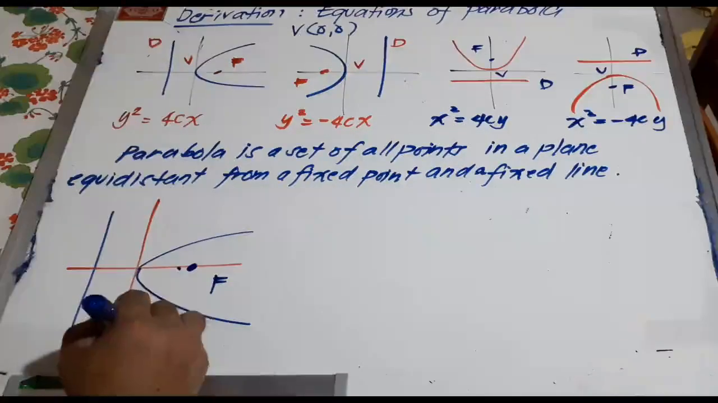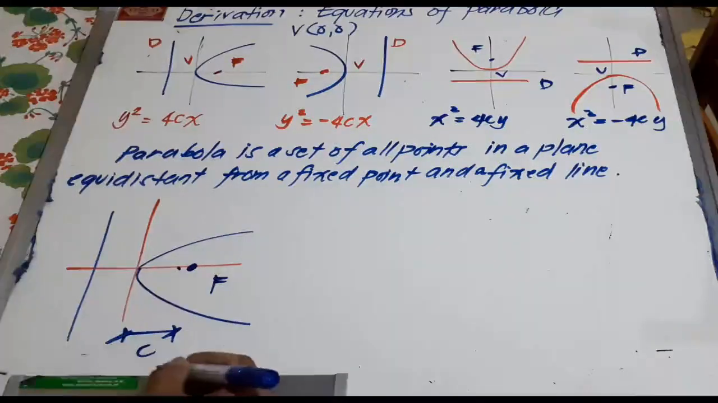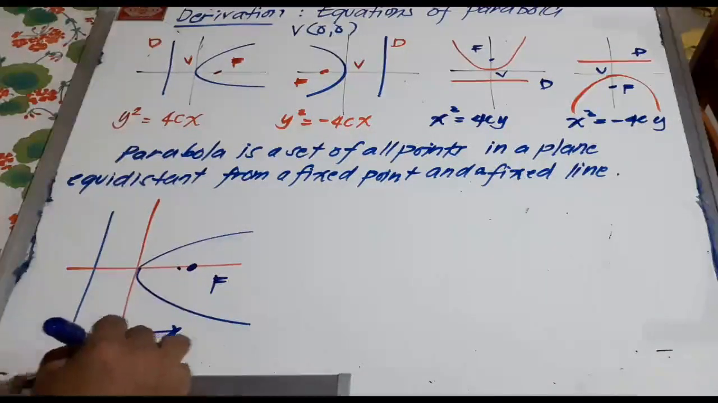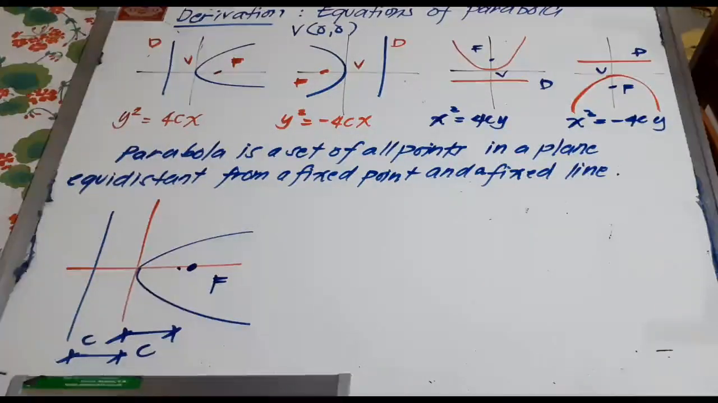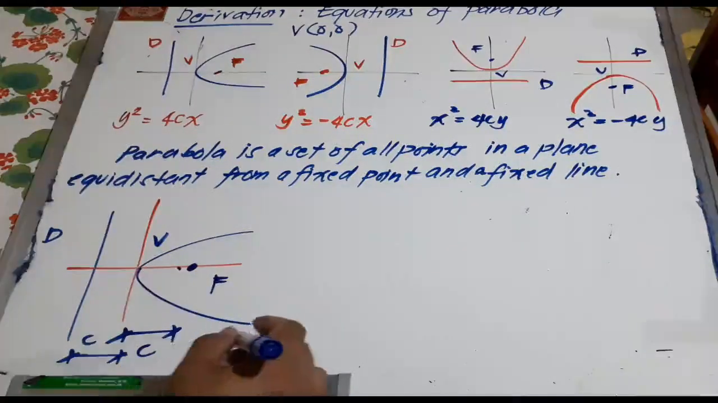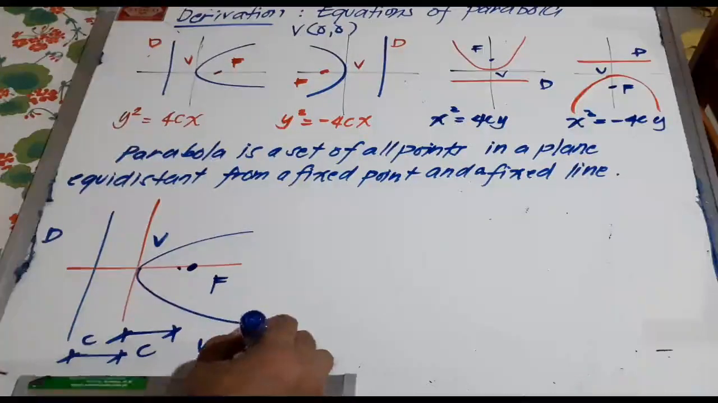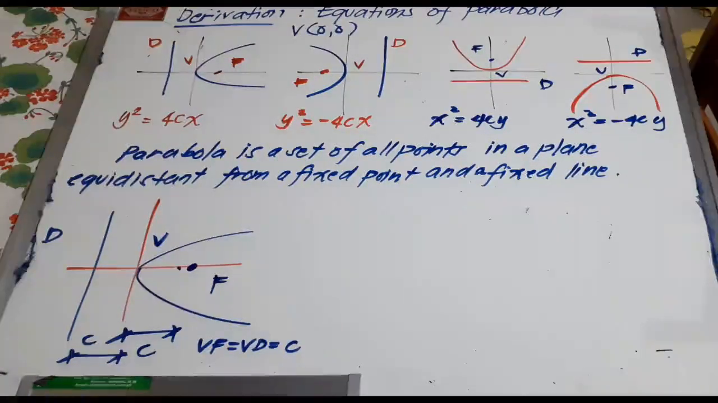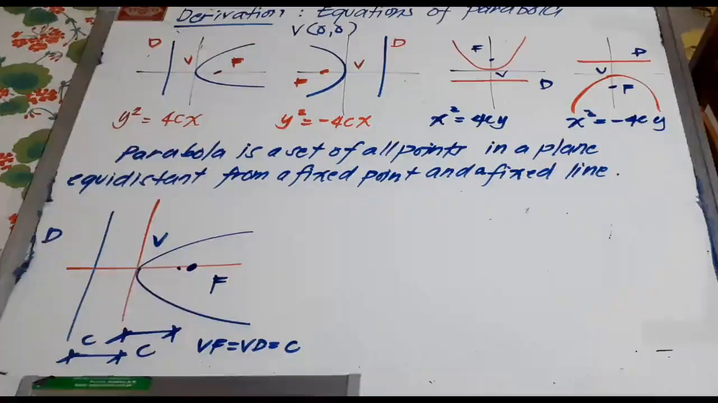We all know that the distance of the focus to the vertex is equivalent to c. And at the same time, the distance of the directrix to the vertex is also equal to c. This is our vertex, this is our directrix. Okay? So, that means VF equals VD equals c. Okay? Our D should be the horizontal distance, or perpendicular distance. This is the directrix.